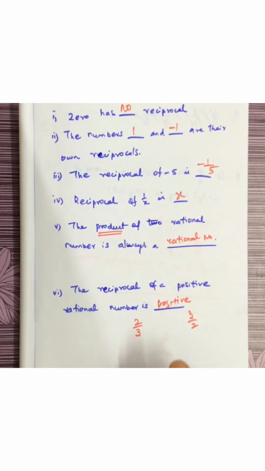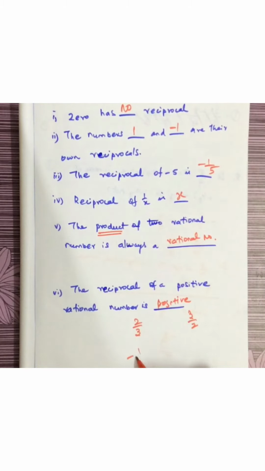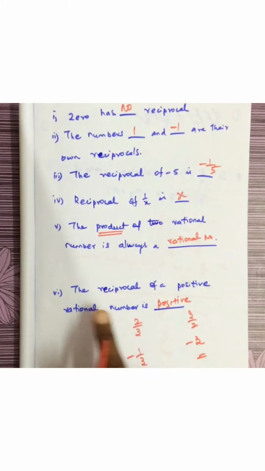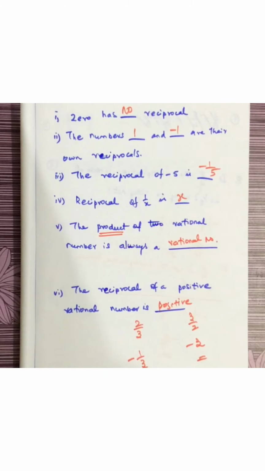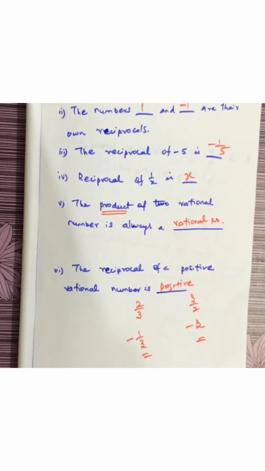Similarly, you can say the reciprocal of a negative rational number is also negative. For example, take minus 1 by 3. The reciprocal is minus 3. So here both are negative. The reciprocal of a positive rational number is positive. The reciprocal of a negative rational number is negative. Okay. By this we are completing exercise 1. So from next class we will do exercise 2. Thank you.